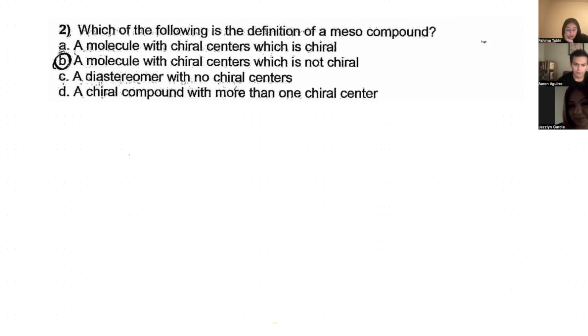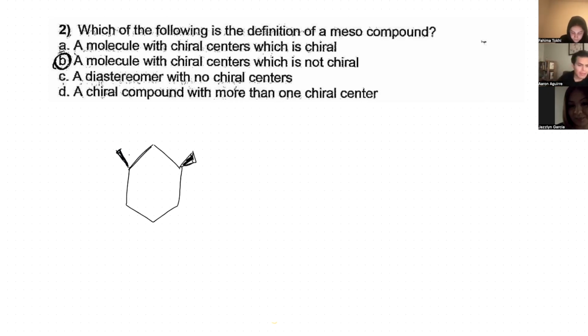Okay, question two: which of the following is the definition of a meso compound? Can we go over chapter 5, slide 36? Yeah, let me pull up what that is. I'll go through this meanwhile.